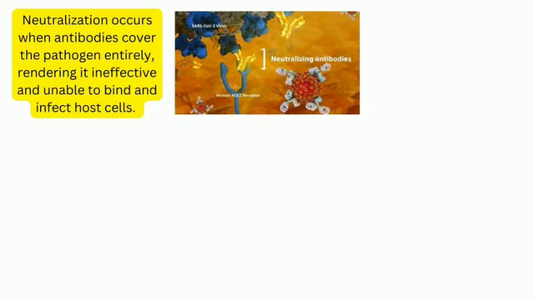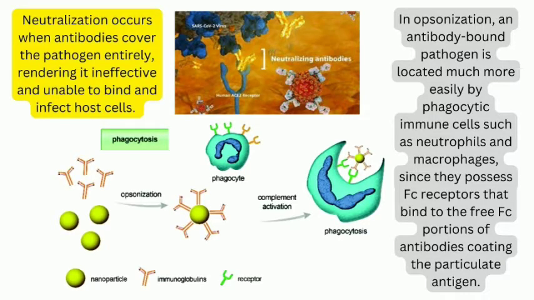Neutralization occurs when antibodies cover the pathogen entirely, rendering it ineffective and unable to bind and infect host cells. In opsonization, an antibody-bound pathogen is located much more easily by phagocytotic immune cells such as neutrophils and macrophages, since they possess Fc receptors that bind to the free Fc portions of antibodies coating the particulate antigen.